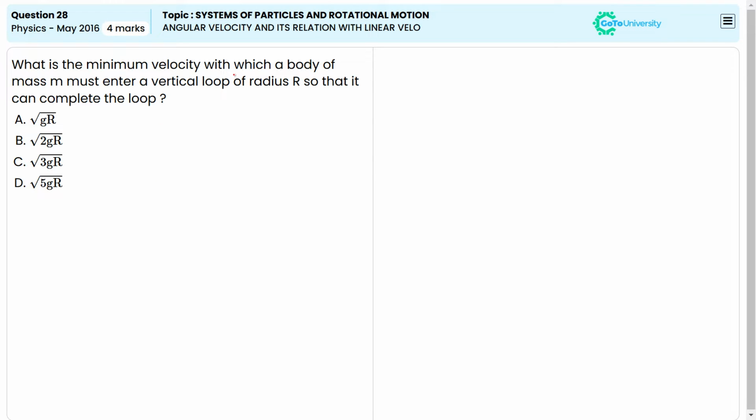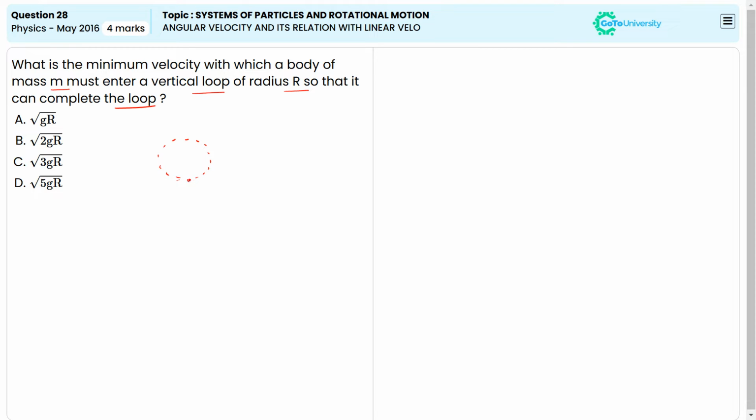What is the minimum velocity with which a body of mass m must enter a vertical loop of radius r so that it can complete the loop? Okay, we'll understand this one with the help of a simple diagram. Assume this is the vertical loop.